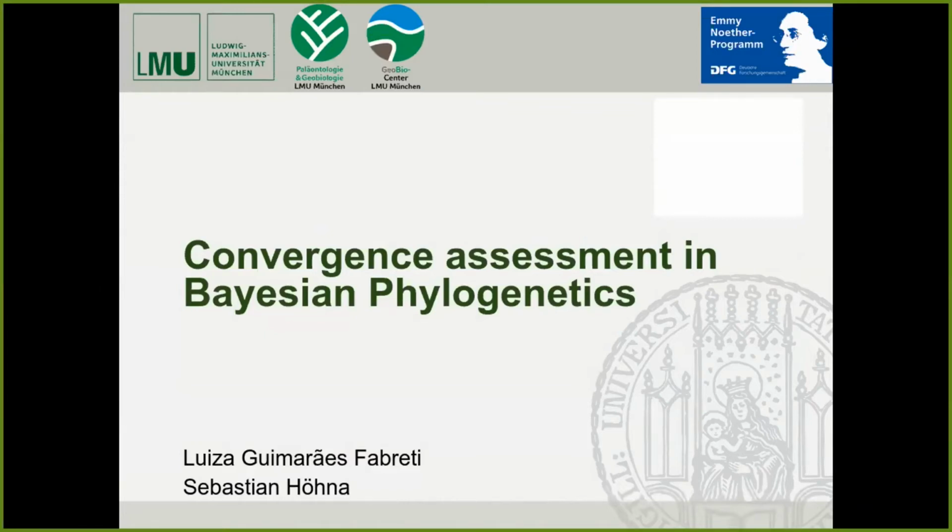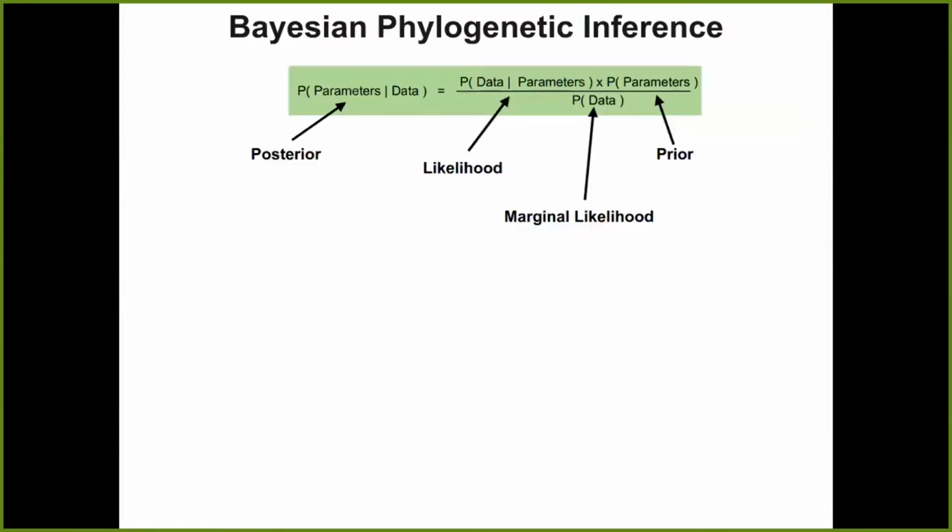I'm a PhD candidate with Sebastian Hoehna at the LMU in Munich, Germany, and I'll talk about convergence assessment in Bayesian phylogenetics. So if you attended the workshop this morning, you already saw some of these concepts.